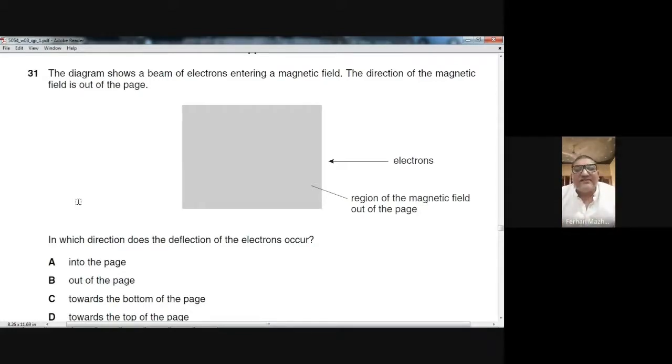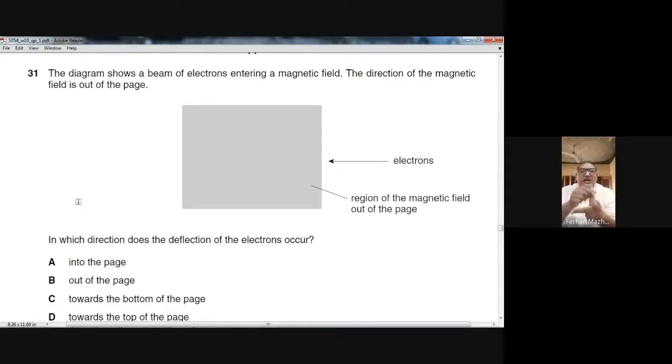So I will apply the left-hand rule to find the deflection. But remember one thing, the left-hand rule is not about electrons. It is about positive charges. So whatever direction I get, the answer will be opposite to that. Okay, so I will apply the left-hand rule. You take your left hand and stretch these three fingers in such a way that they are mutually perpendicular to each other.